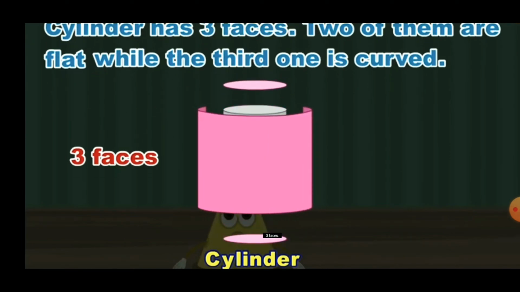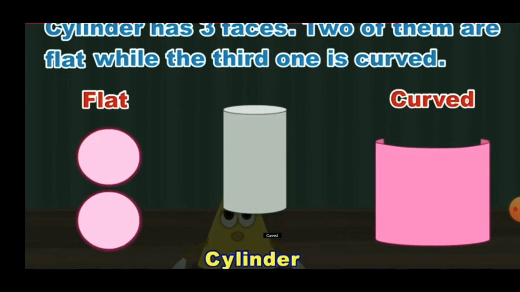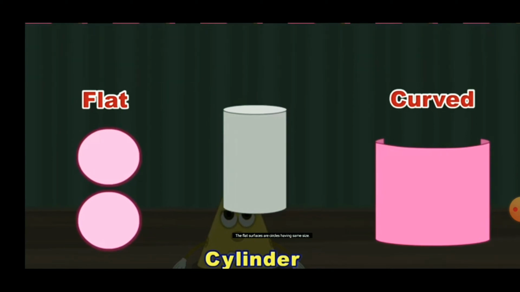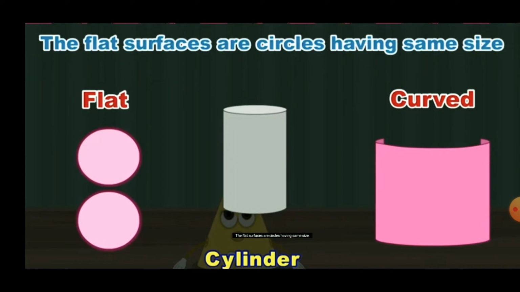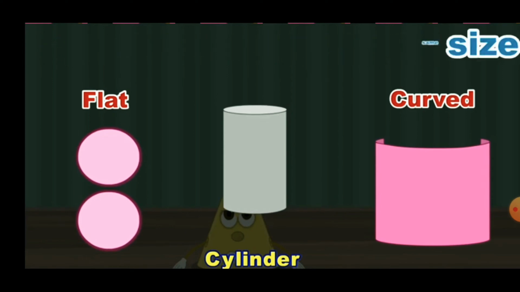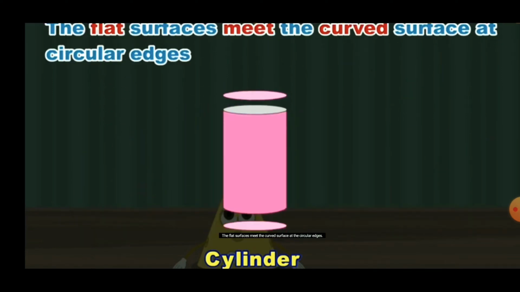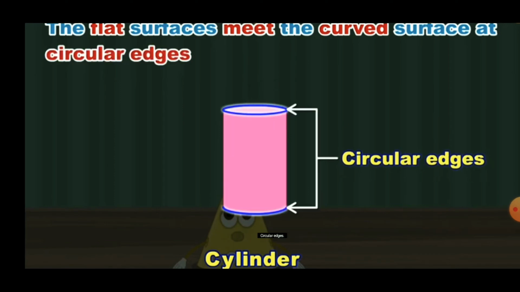It has 3 faces, that is 2 of them are flat while the third one is curved. So this is the flat one and on the other side we have the curved shape. The flat surfaces are circles, right, which are equal in size, and the curved shape is this. The flat surfaces meet the curved surface at circular edges. Okay.